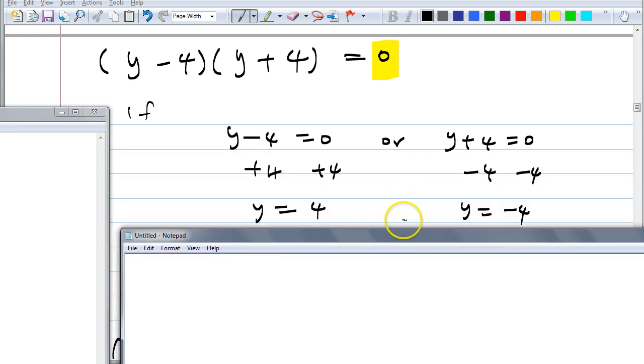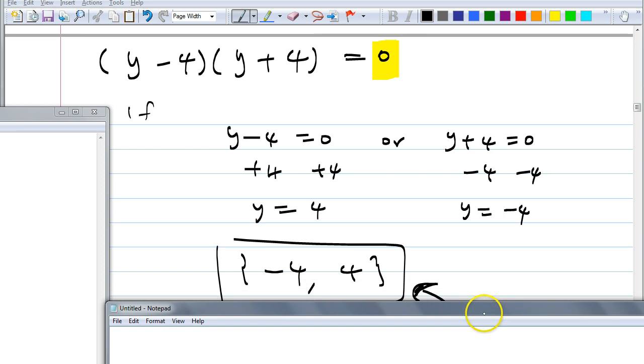So here, you get y equals 4, y equals negative 4, but when you write in a brace, you write the smaller one first. So that's why you said y equals negative 4 first, right? So you get two solutions for this. Does this make sense?